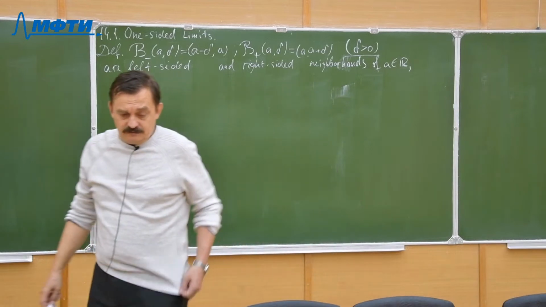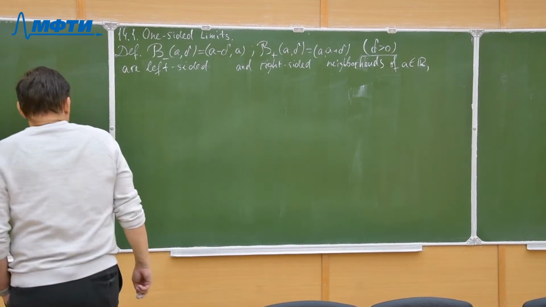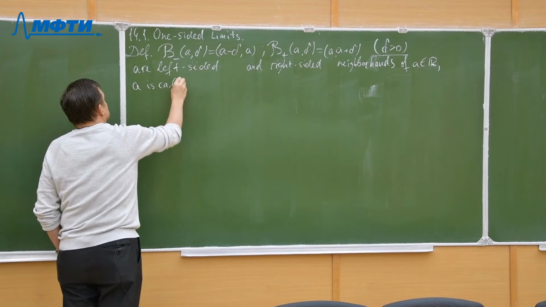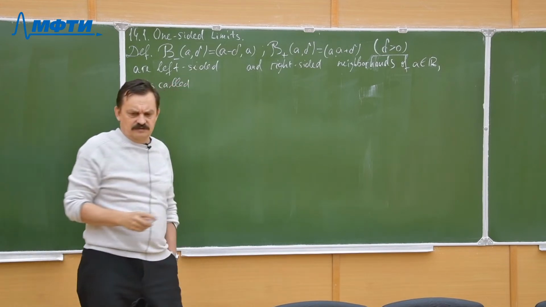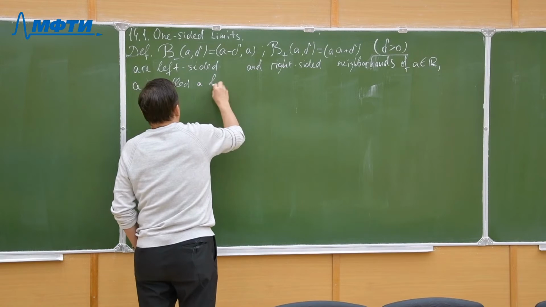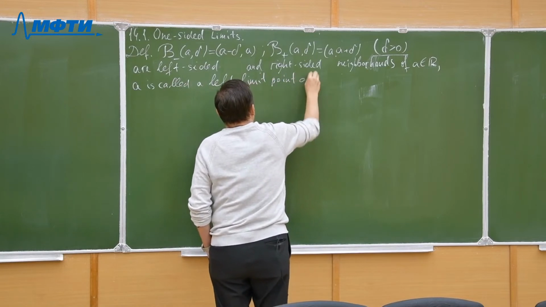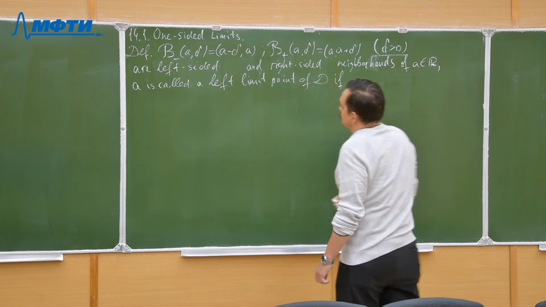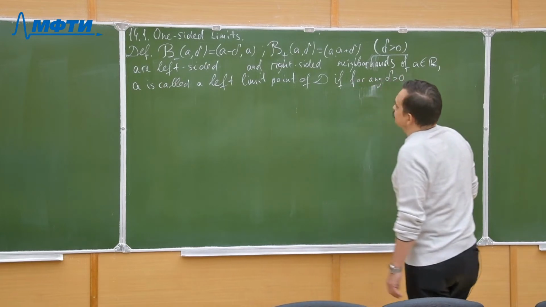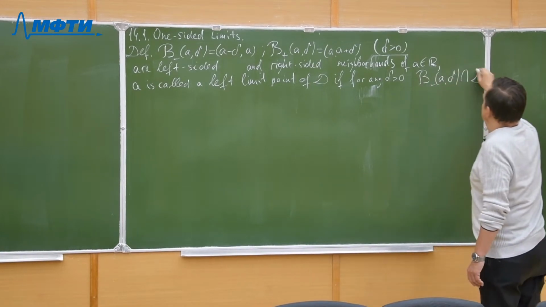And now we can define: a is called a left limit point of D if for any delta greater than 0, B minus of a, delta intersected with D is not empty.